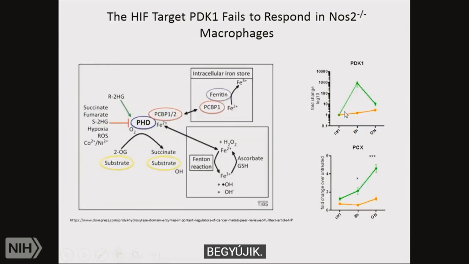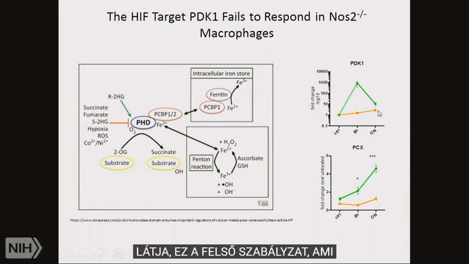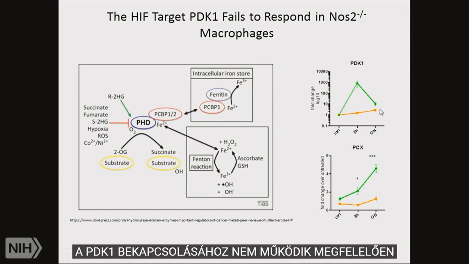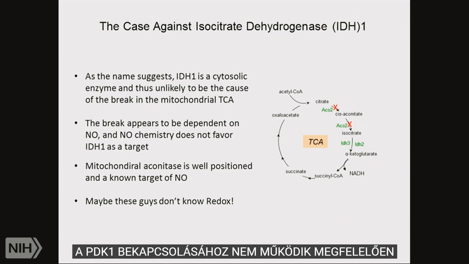And sure enough, if you look at the genes, you'll see here, this is the upregulation of the kinase that shuts it off. It doesn't come on in the NOS null. Here's the upregulation of the enzyme that bypasses. It doesn't come on in the NOS null. Right? This is a HIF target. So it's telling us that the prolyl hydroxylases are not functioning properly to turn PDK1 on. So it was a big clue to us.